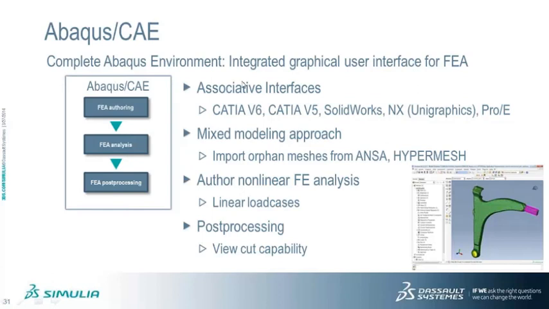A short overview about Abaqus CAE. It's the complete Abaqus environment. So it's an integrated graphical user interface for FEA. So far, it enables FEA authoring, FEA analysis, as well as FEA post-processing. And for that, it offers associative interfaces, for example, to major CAD systems, CATIA, SolidWorks, as well as NX and Pro-E. It offers a mixed modeling approach, which is pretty nice, so you can import orphan meshes, for example, from ANSA or HyperMesh, and create your FE analysis on this. It's possible to author nonlinear FE simulations, as well as a lot of post-processing capabilities, for example, the view cut capability, which is part of the Abaqus CAE interface.